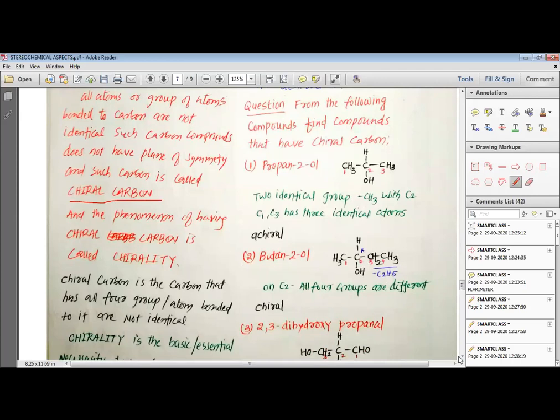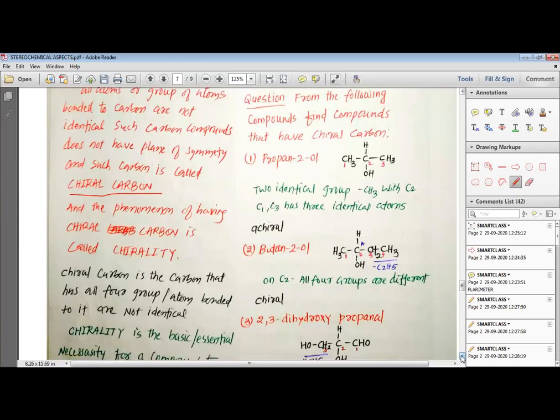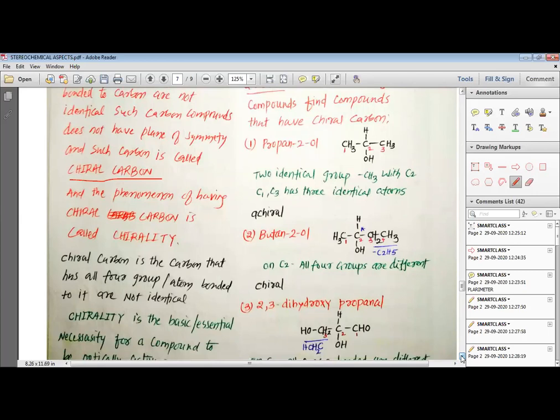So that kind of carbon where all the atoms or groups of atoms present on carbon are not the same, such carbon is called the chiral carbon. And the phenomenon of having chiral carbon is called chirality. The phenomenon of having chiral carbon in a carbon compound, or in any other organic or inorganic compound, is called chirality. Chiral carbon is the carbon that has four groups or four atoms bonded to it that are not identical, not the same.